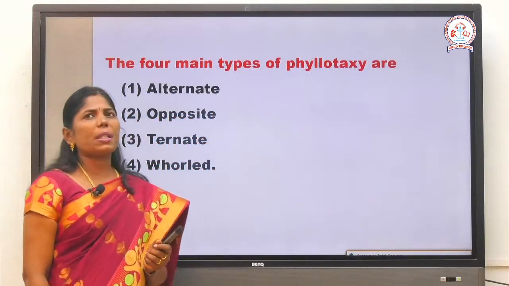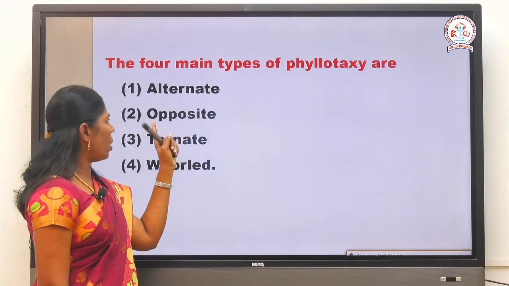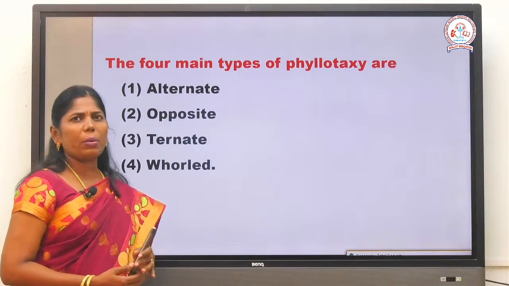So what are the types of phyllotaxy? It is divided into four: alternate, opposite, ternate, and whorled.